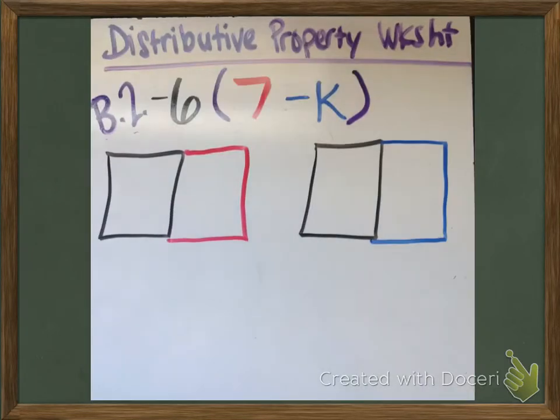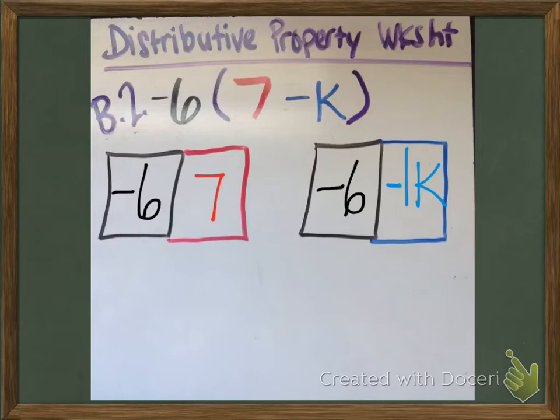For B2, you have negative 6 times a quantity of 7 minus k. What do you think the answer is? First, bring down your negative 6, then your 7, and then your negative k, which, again, is really a negative 1k.